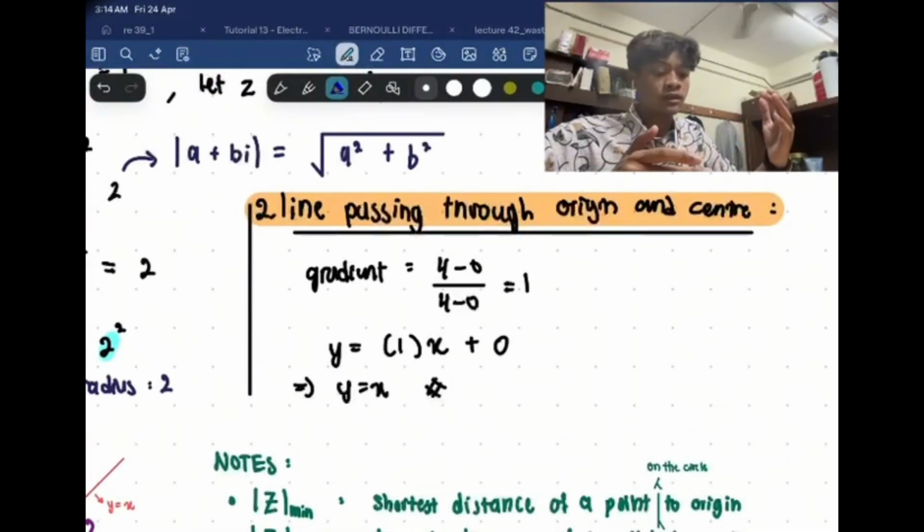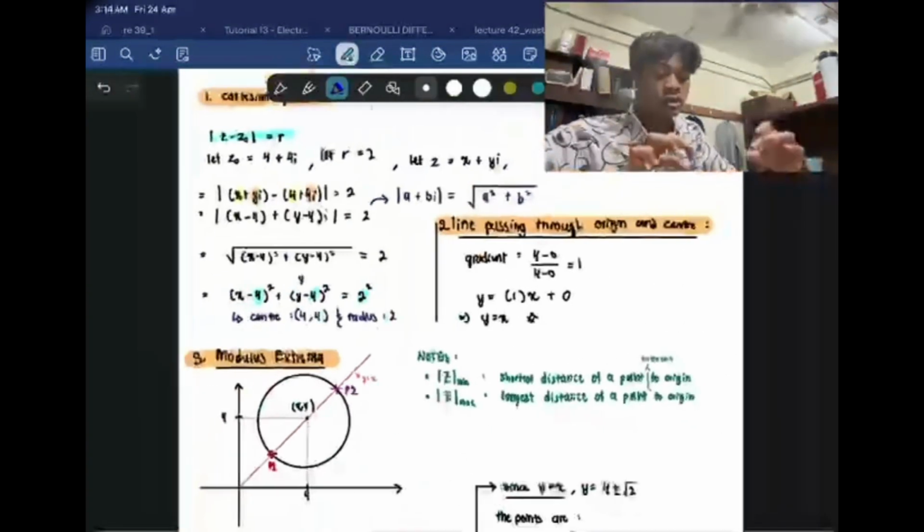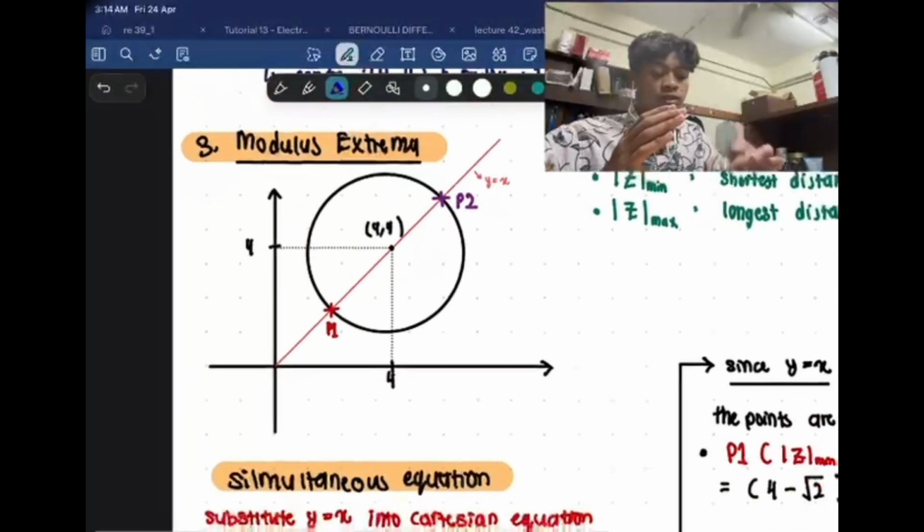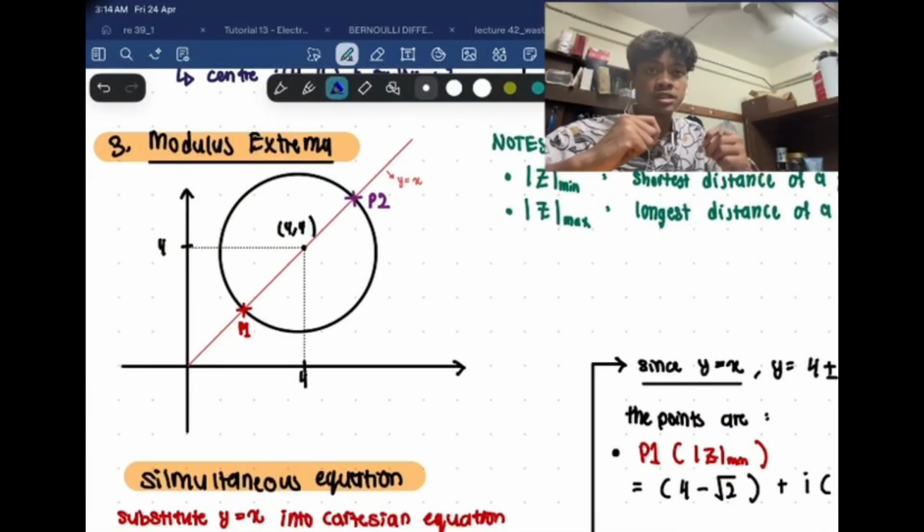From this info we can find the equation of the line passing through the origin and the center by first finding the gradient. So we got the gradient equals 1 and substitute this value into y equals mx plus c to get y equals x. So we can visualize what our graph is going to look like and find that there are 2 points which are the closest and the furthest from the origin.